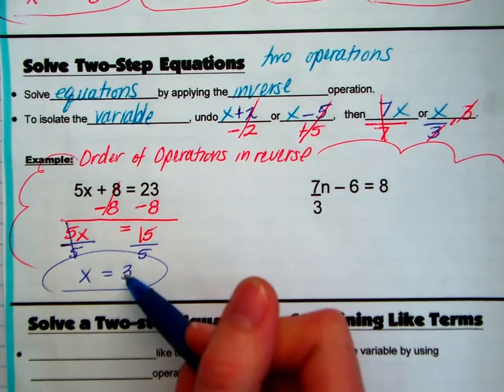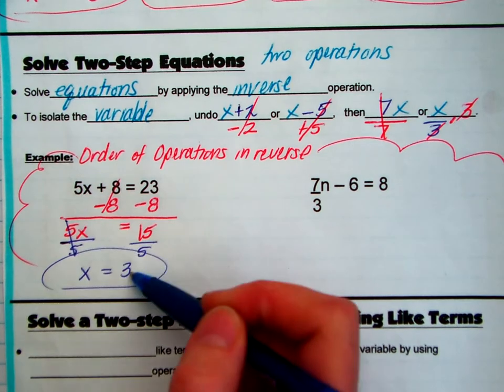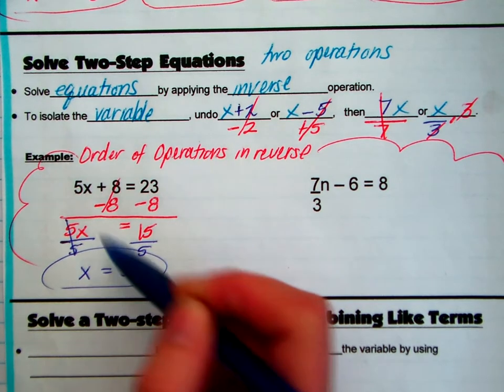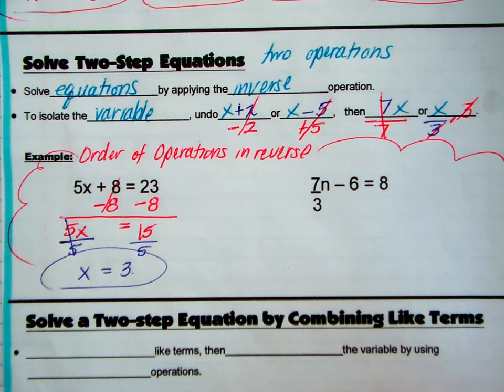How do you know if you're right? You substitute the value back in for x. So it would be 5 times 3, which is 15, plus 8 equals 23. True or false? True. You did it right.